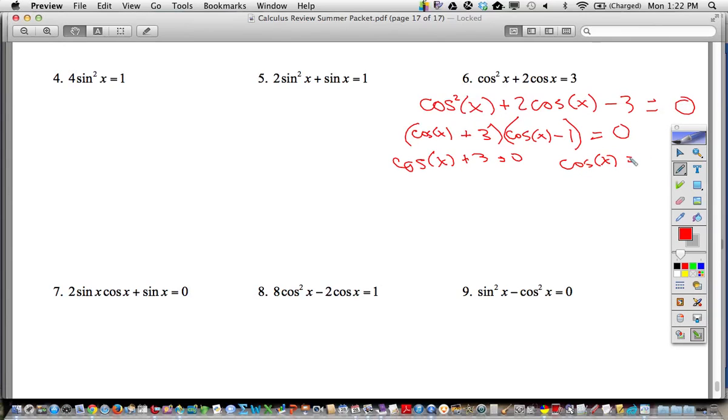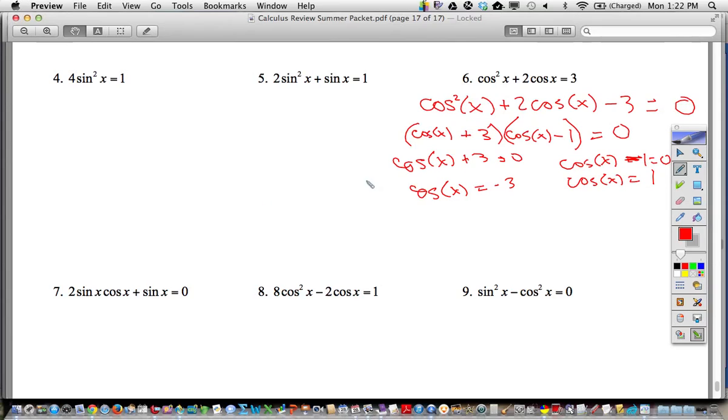All right? I apologize, I know I'm going kind of fast, but like I said, I'm just trying to show you what things we need to be able to do, what you need to work on before we get into chapter 2 and allow you to do it. So now we get cosine x equals negative 3. We get cosine x equals 1. Again, stop me at any point if there's something you want to ask me about too.